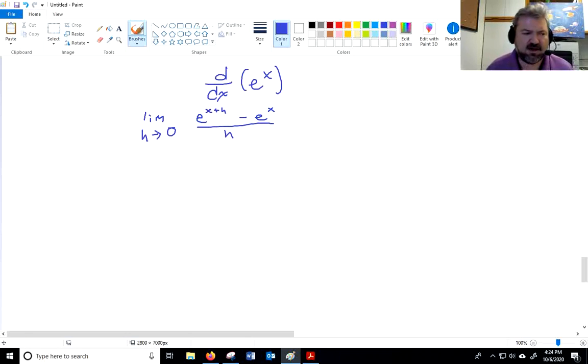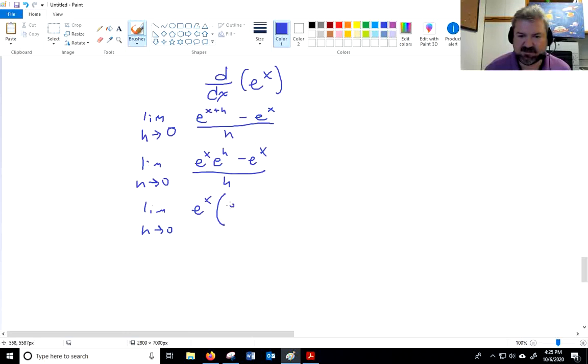Okay, so what I'm going to do is rewrite this using my properties of exponents. So e to the x plus h, I'm going to call e to the x times e to the h, because when you have the same base, you add the exponents. That actually gives me an ability to factor something out. So I have the limit as h goes to 0 of e to the x times e to the h minus 1 over h. So I'm going to pull out this e to the x in front because it doesn't have an h in it.